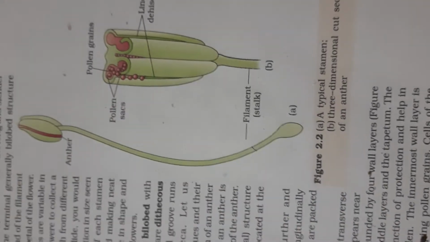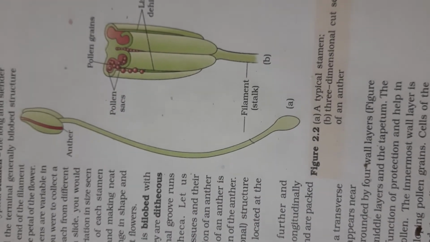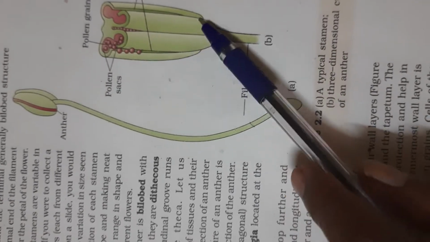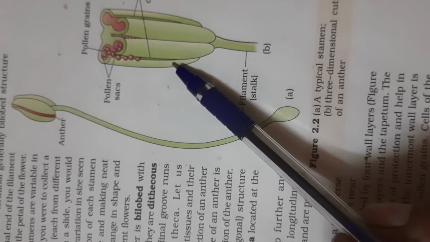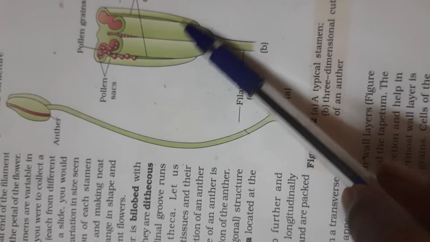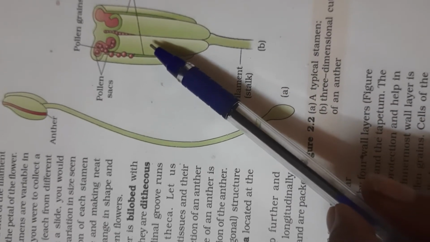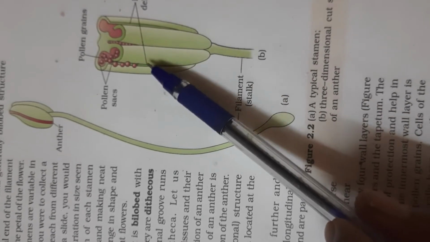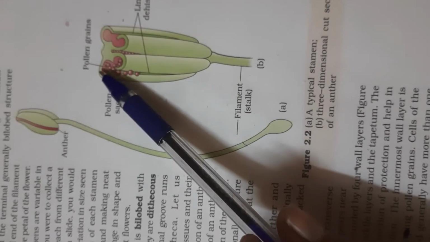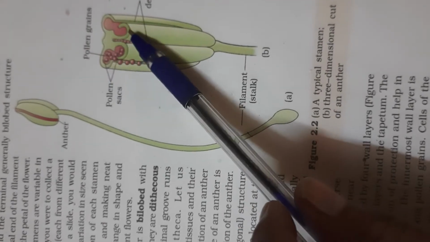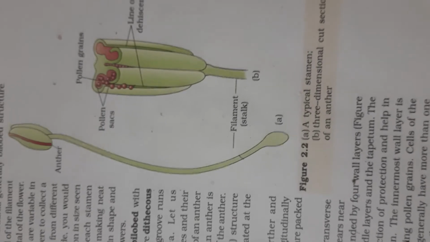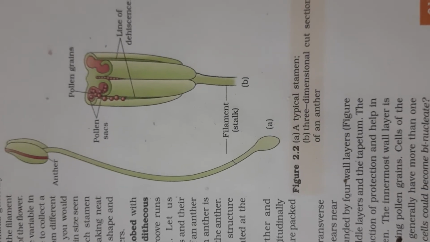The bilobed structure of the anther is tetrasporangiate. Four sporangia are there: 1, 2, 3, 4. That is called the tetrasporangiate condition.